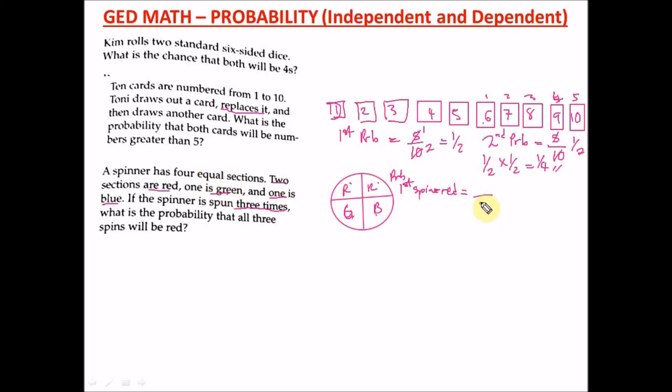So we have over 4. And now what's our favorable outcome? From our question, we're looking at red.